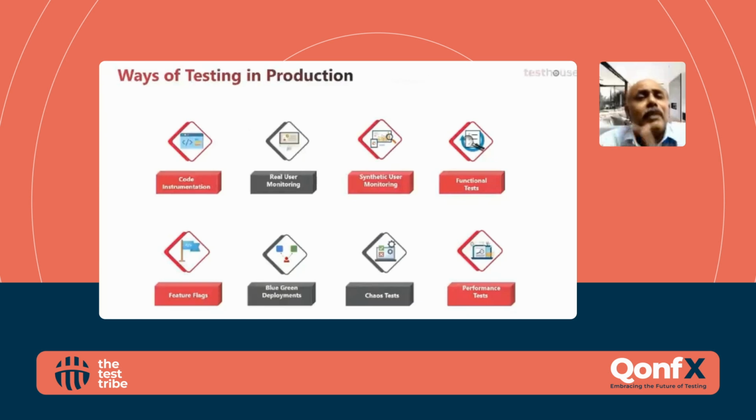Now, there are various ways of doing testing in production. There are at least I would say like 10 to 12 different ways. The first one being code instrumentation. The second method that is very useful is basically called real user monitoring.